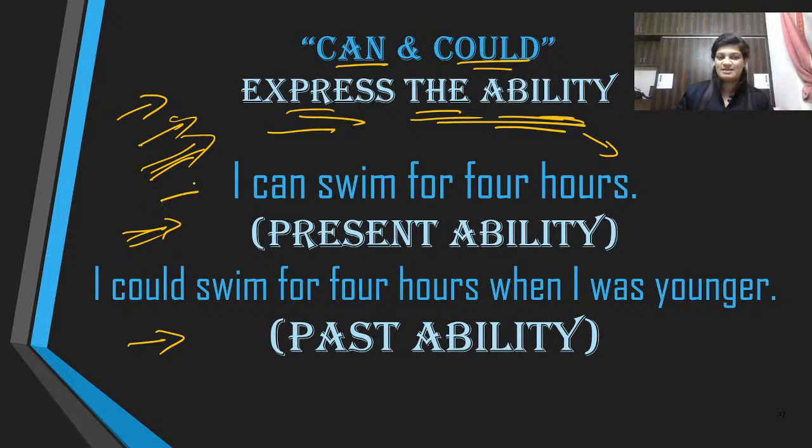That's what I asked. I can swim for 4 hours means that I am capable of swimming for 4 hours. I have the capacity, I have the ability to swim for 4 hours. That's what it says. And it is used in present tense. When we say can, we are talking about the present ability.